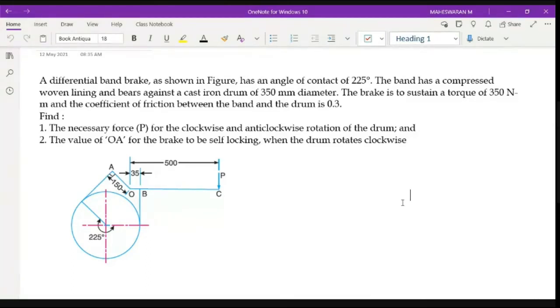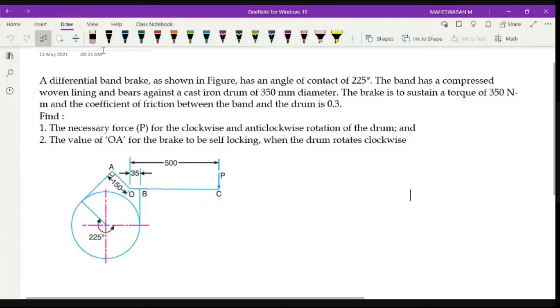Then what will be the value of OA for the brake to be self-locking? That is also applicable only when the drum rotates in clockwise direction. For that only they are asking, not for anti-clockwise direction. Okay, so let us write down the data given here, then we will proceed. So the given data.